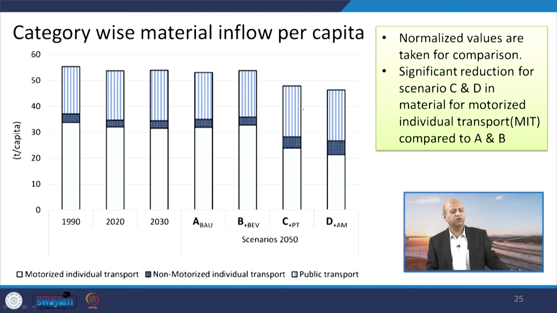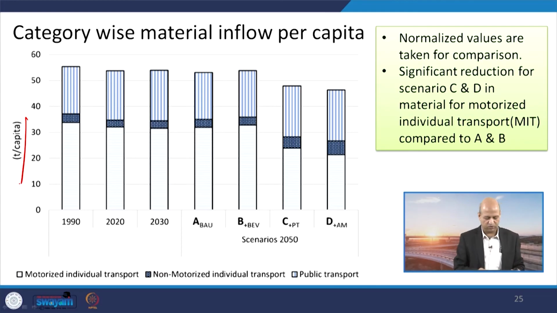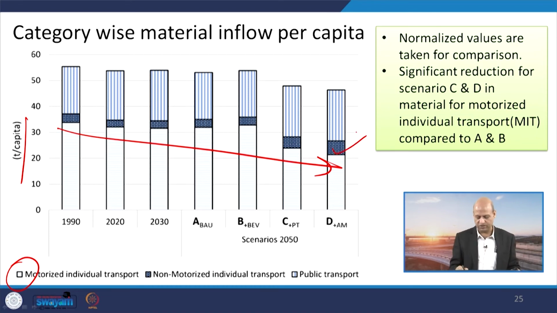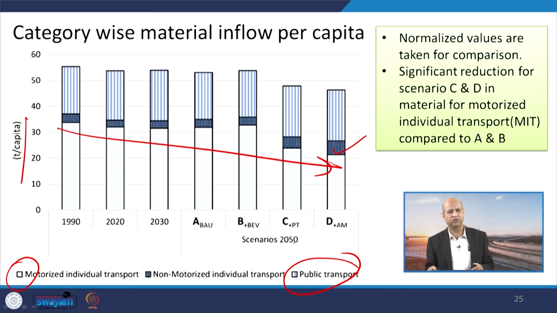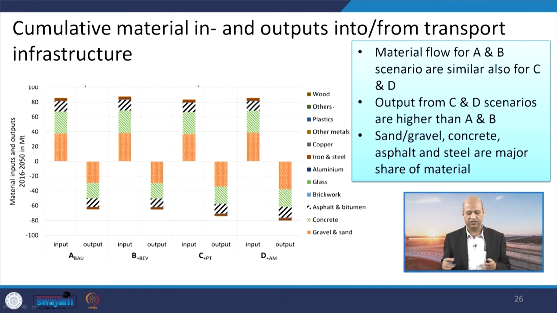When we talk about category-wise material inflow per capita, in tons per capita, motorized individual transport is again decreasing, you can see. Non-motorized is increasing. So, it is a good sign. Public transportation shows no significant change, but because motorized individual transport is decreasing, naturally public transportation and NMT, non-motorized transport, are increasing in that way.